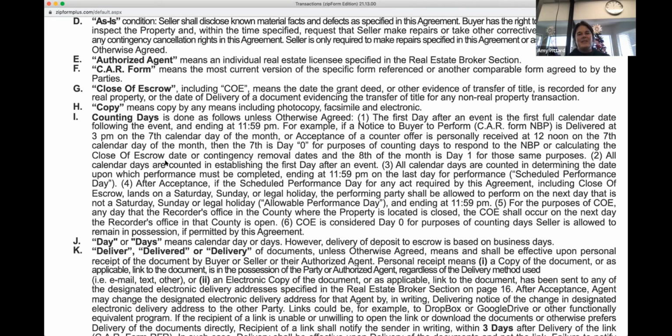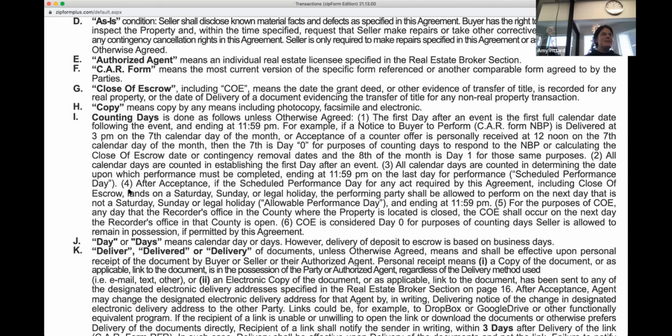All calendar days are counted in determining the date upon which performance must be completed, ending at 11:59 on the last day for performance. Scheduled performance day. After acceptance, if the scheduled performance day for any act required by this agreement, including close of escrow, lands on a Saturday, Sunday, or legal holiday, the performing party shall be allowed to perform on the next day that is not a Saturday, Sunday, or legal holiday, the allowable performance day, ending at 11:59 p.m. For the purposes of close of escrow, any day that the recorder's office in the county where the property is located is closed, the close of escrow shall occur on the next day when the recorder's office in that county is open. Close of escrow is considered day 0. For the purpose of counting days, seller is allowed to remain in possession if permitted by this agreement.